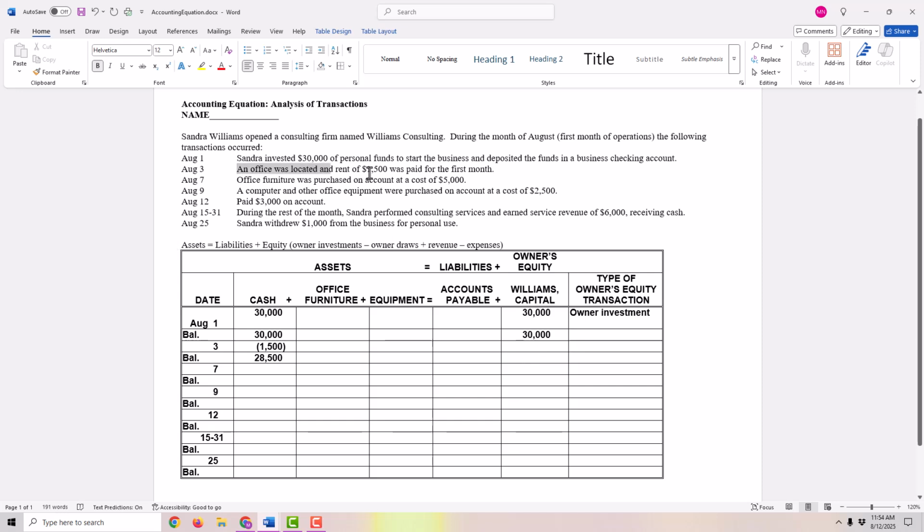And then that transaction was also rent expense. It's an expense of the business. We're assuming that they're paying for the current month. If they were paying for future months, it might be prepaid rent, which is an asset.